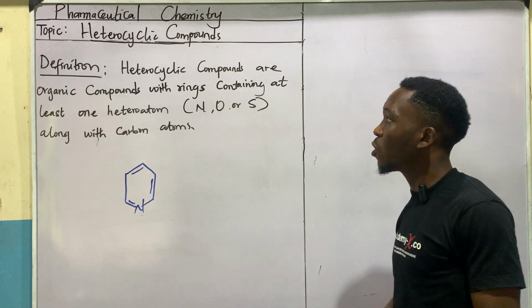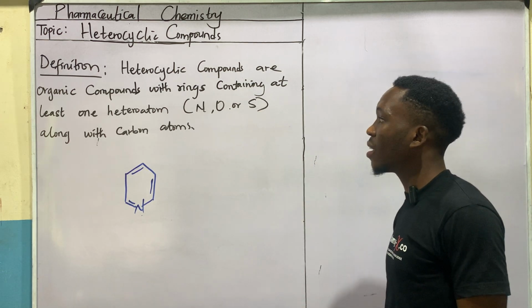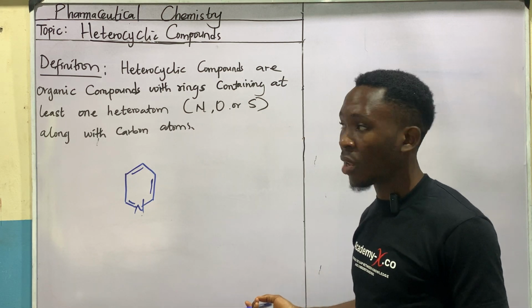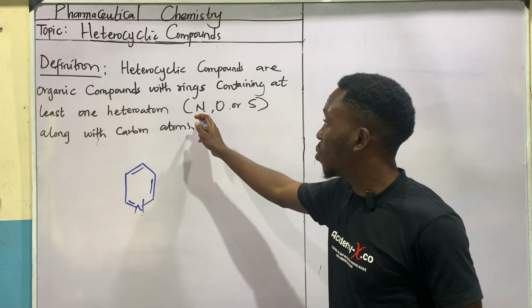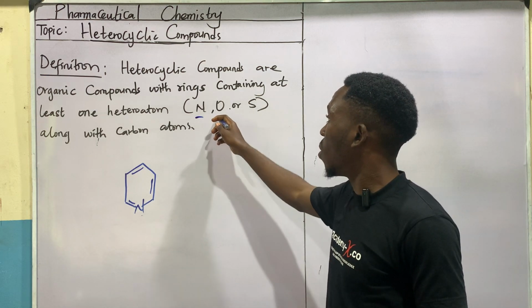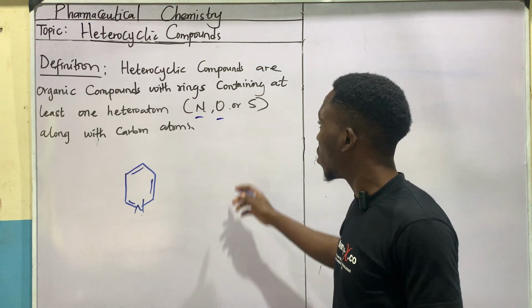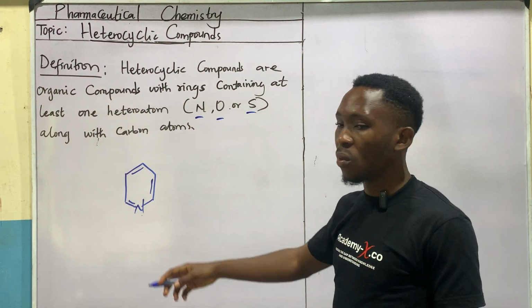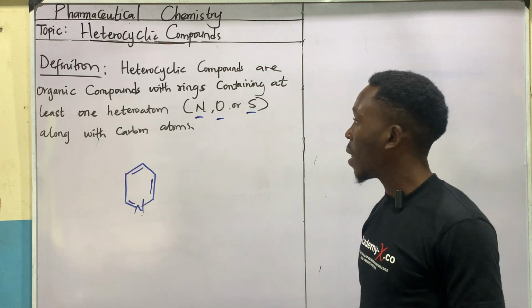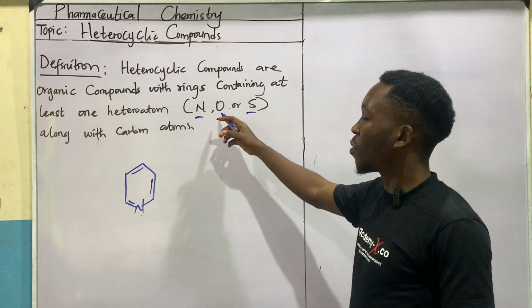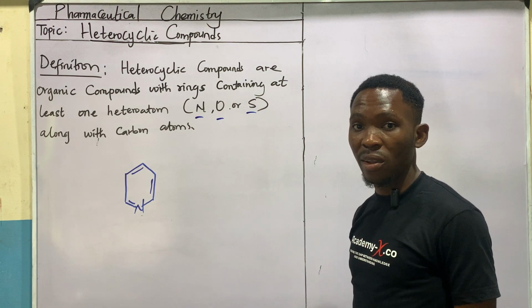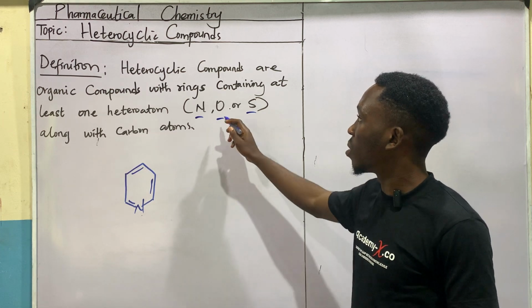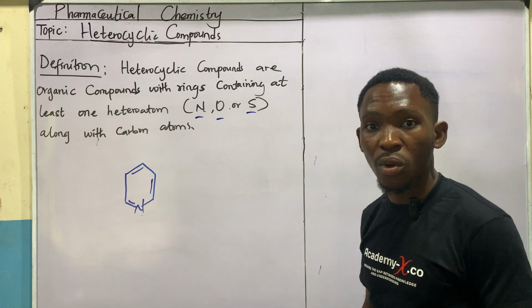Heterocyclic compounds are organic compounds with rings containing at least one heteroatom. And the most common types of heterocyclic compounds we see are those containing heteroatoms like nitrogen. You can see those containing oxygen. You can also see those containing sulfur. For nitrogen, we have given an example, pyridine. And for oxygen, we have ethylene oxide, or you can call it oxirane. Oxirane is also a very good example of a heterocyclic compound containing oxygen.